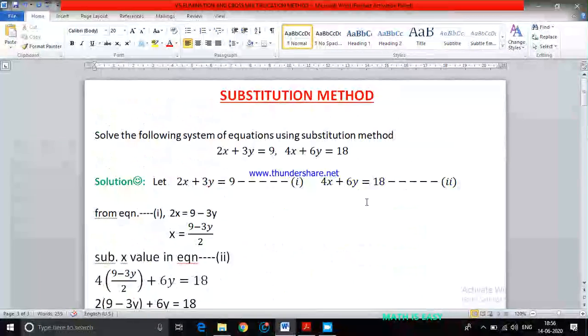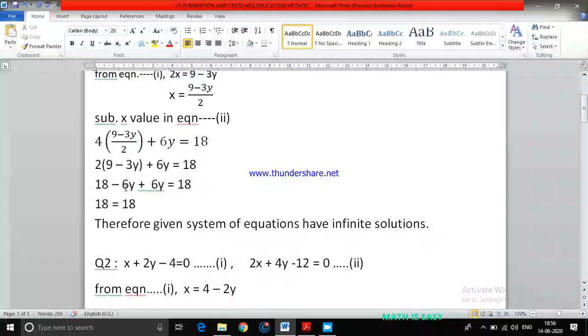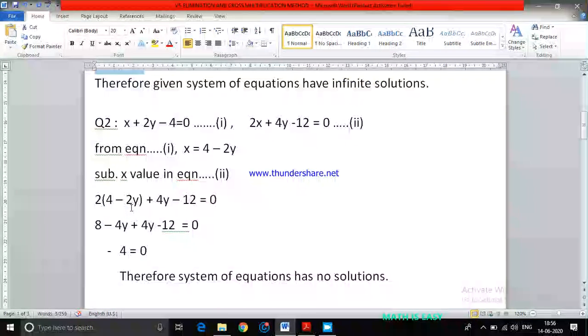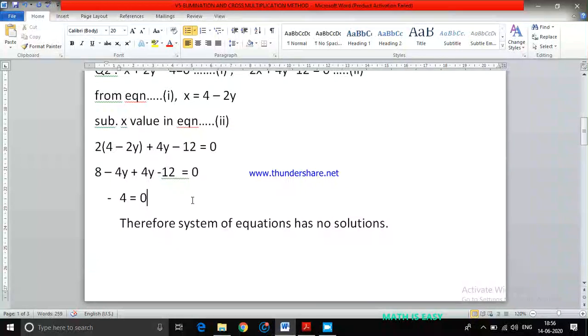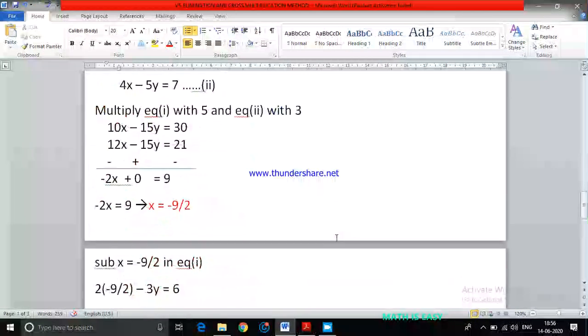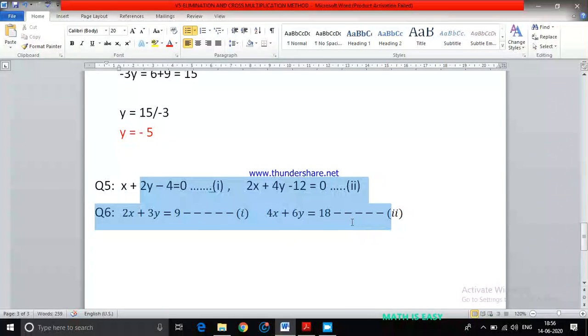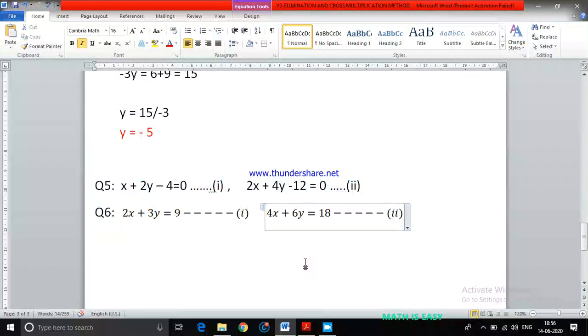Here I explained both questions with the substitution method. One conclusion I got is 18 equals 18. Another conclusion I got is minus 4 equals 0, which is not possible. If the equality holds, then the system has infinitely many solutions, and if the equality does not hold, then there is no solution. Even if you use the elimination method for these two, you are going to get the same conditions, 18 equals 18 and minus 4 equals 0. Okay, so these are the elimination and substitution methods for all three conditions: no solution, infinite solutions, and unique solution.